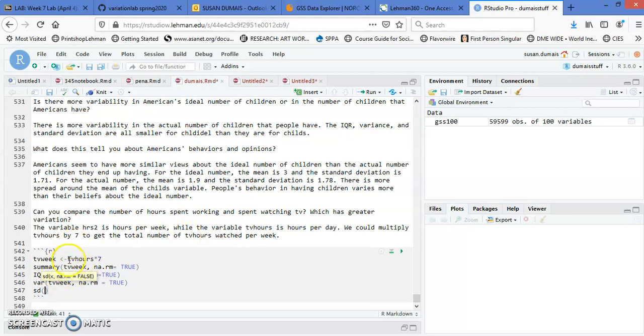Now, I'm realizing I made a mistake here, and hopefully somebody caught it out in the viewing audience, but we need to preface this by the actual data set name and a $ sign. And for each of these, we also need to do that. We're creating a new variable in our GSS 100 data set. That is TV week, which is TV hours times 7. And we're going to do it here again. TV week, comma, na.rm equals true. Let's run this. Uh-oh. Because I don't have the 100, it's not running the command. So there we go. Let's try it again.